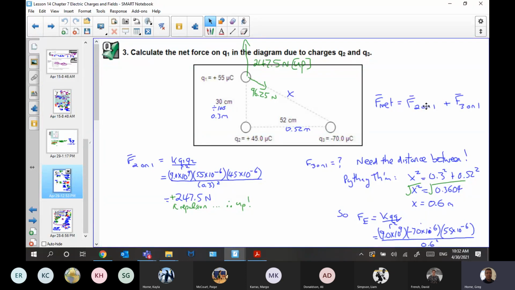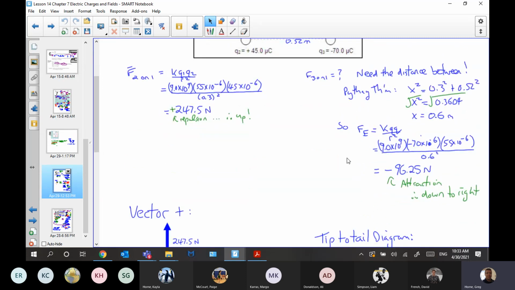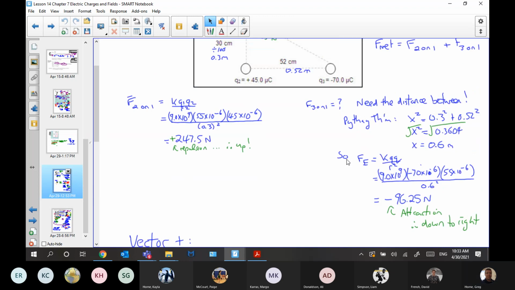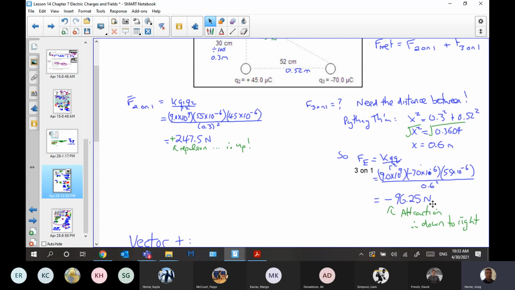The idea of the net force is the force of Q2 on Q1 plus the force of Q3 on Q1, and there's how to calculate the force of 2 on 1 and the force of 3 on 1. Oh, I need the distance, that's why it's not right away there. I didn't list it this time, but this is the force of 3 on 1, and you can tell because the charges you're talking about are the 70 and the 55. So there are your two vectors.